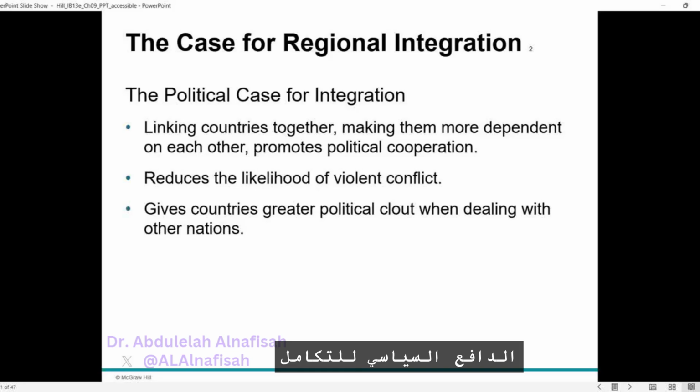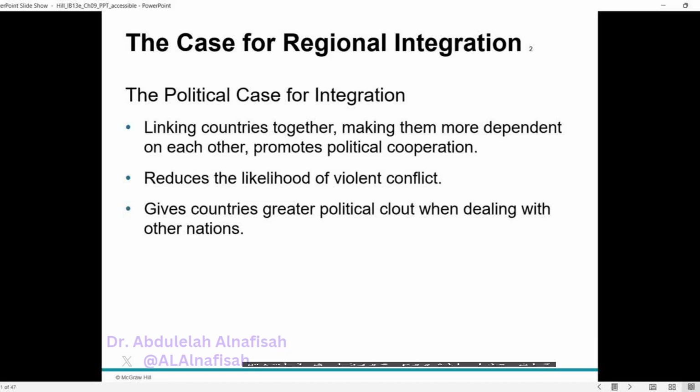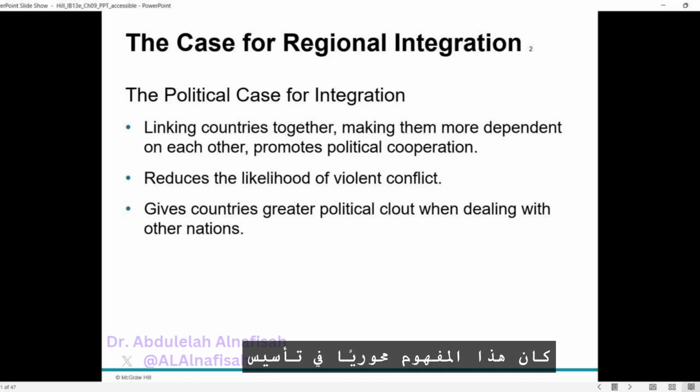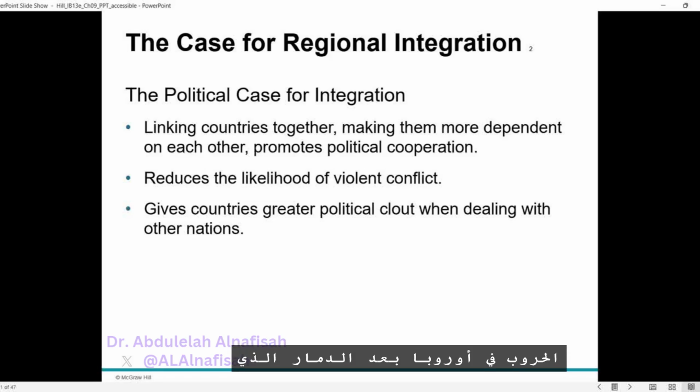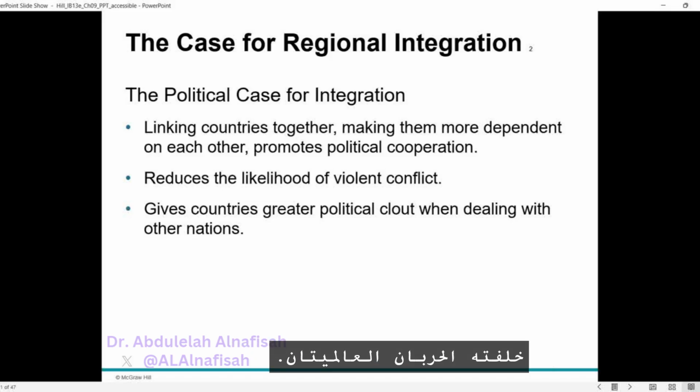The political rationale for regional economic integration has been significant in efforts to establish free trade areas and customs unions. By linking neighboring economies, countries foster political cooperation and reduce the likelihood of conflict. This concept was central to the 1957 establishment of the European Community, EC, which aimed to prevent further wars in Europe following the devastation of two world wars.